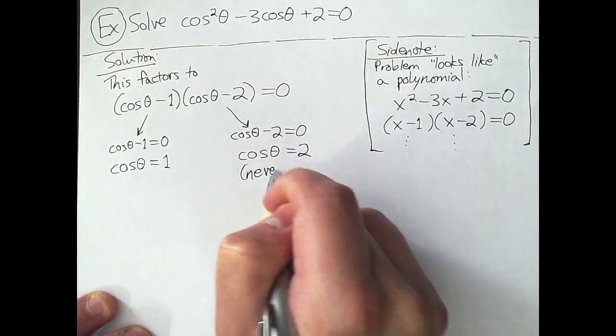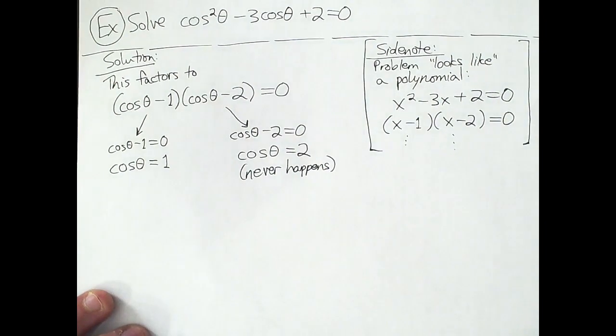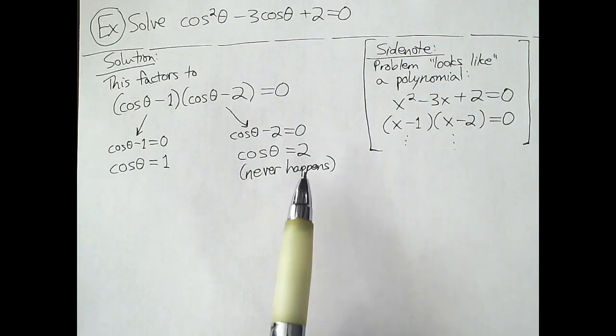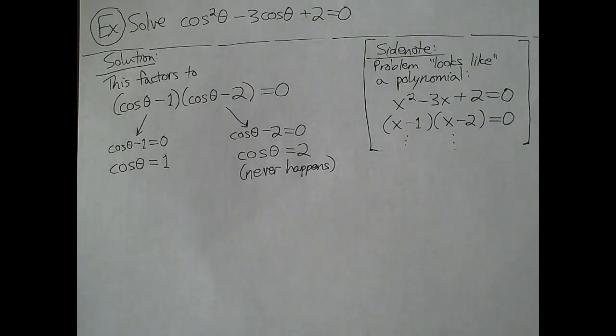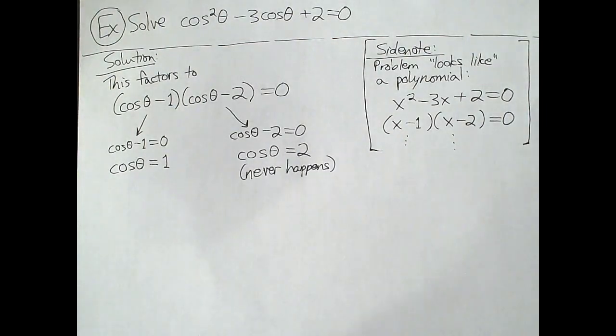This never happens. There's no value of theta that's going to make cosine of theta ever be greater than 1. You could think of that by thinking of the unit circle and say, when is there going to be a terminal point that has an x-coordinate of 2? That would not be on the unit circle. So this little part of the problem has no solutions.